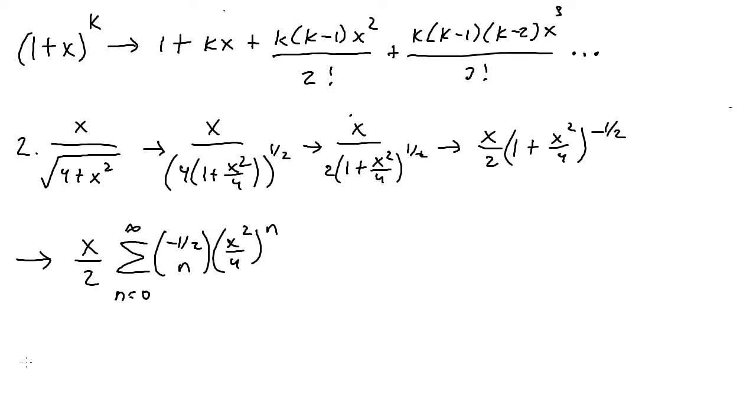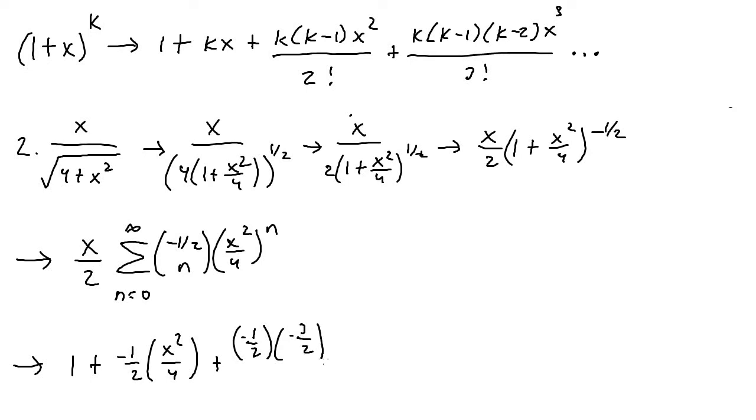So if I were to rewrite it, we'll have 1 obviously as the first term, and then plus k. Now k is negative 1/2. Instead of having x, remember, we have x squared over 4. So it's going to be k, which is negative 1/2 times x squared over 4, plus negative 1/2 times k minus 1, so negative 3/2, times x squared over 4.